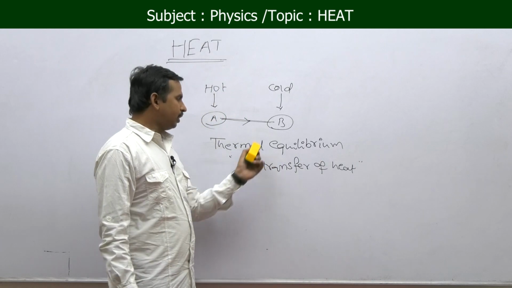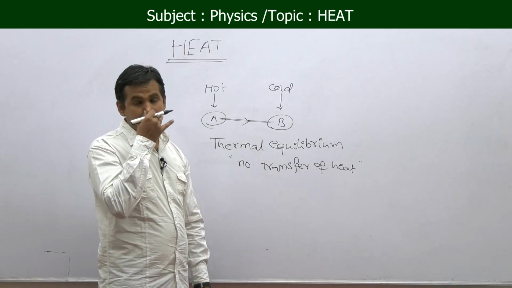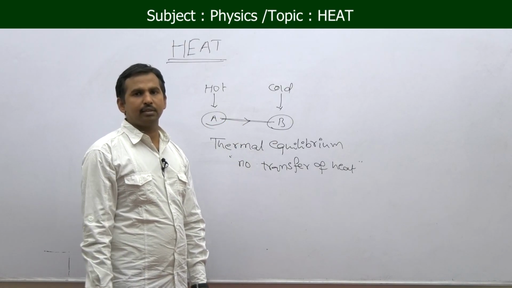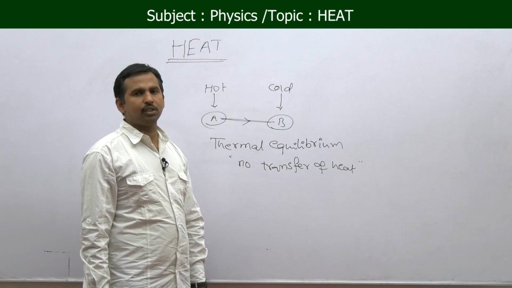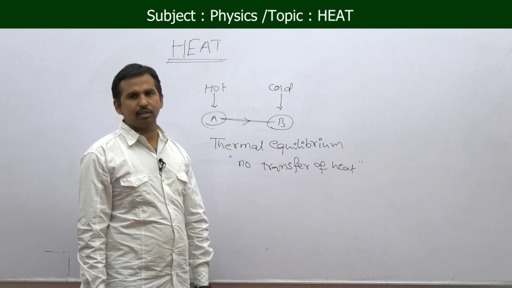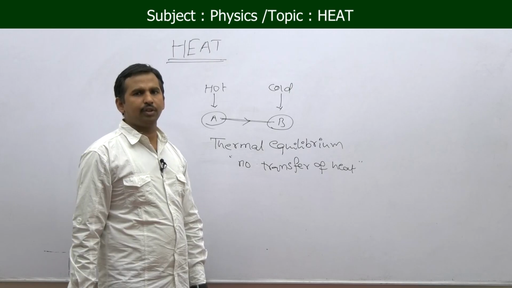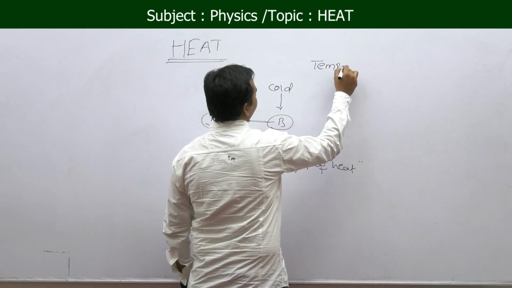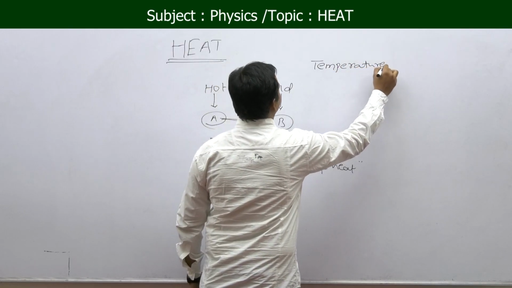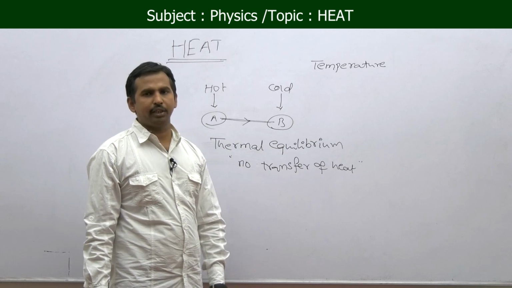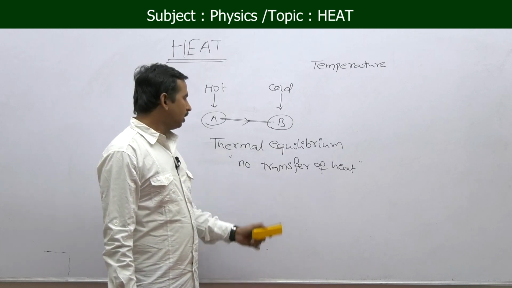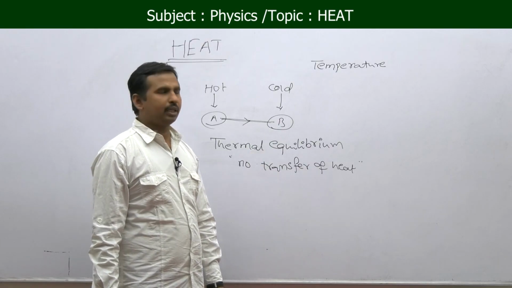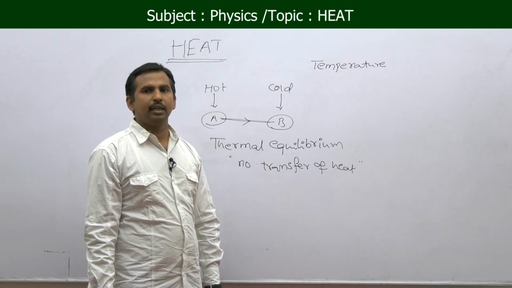In the case of thermal equilibrium, where there is no further transfer of heat from one body to another, there is one physical quantity which remains the same in both bodies A and B. That we call temperature. So, temperature is a physical quantity which remains constant in both bodies which are in thermal equilibrium.